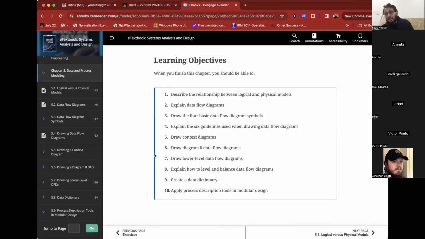Then linking us to the data dictionary, the importance of the data dictionary, why do you need one? And then finishing it off with process description tools in modular design. We'll be looking at decision tables and decision trees. That's another concept that we will learn towards the end of this chapter. While we are progressing through the chapter, we will have some breakout room discussions, and also some breakout hands-ons today, especially where you have to do your decision tables. That area especially, we want to be able to do some of that.